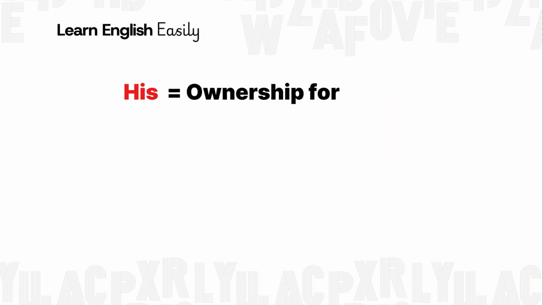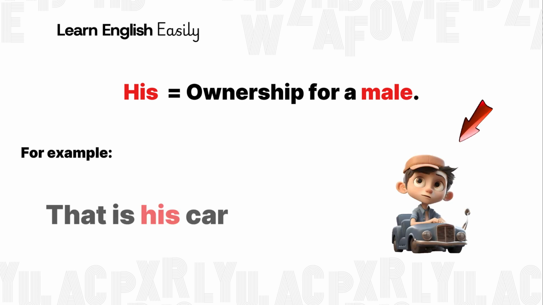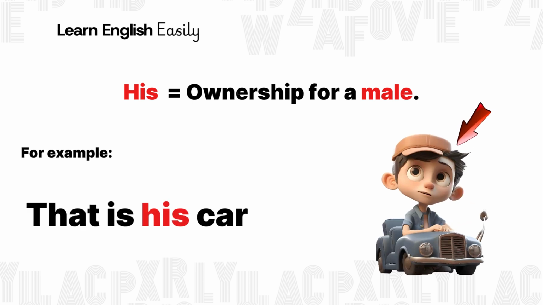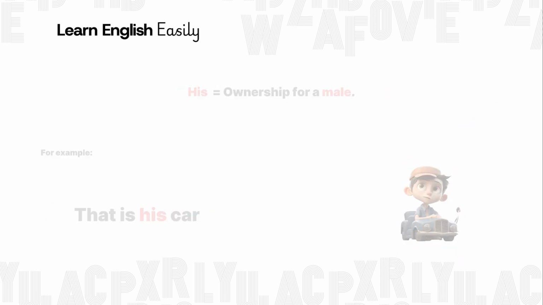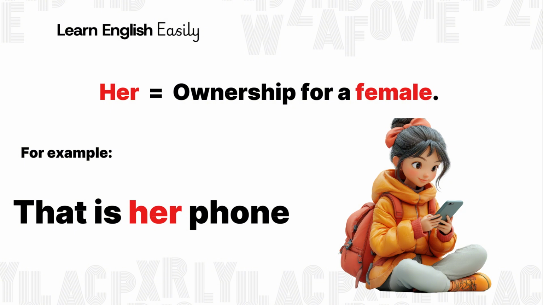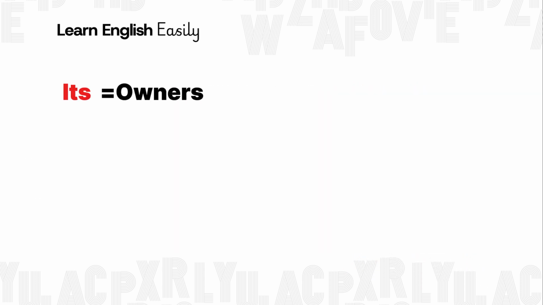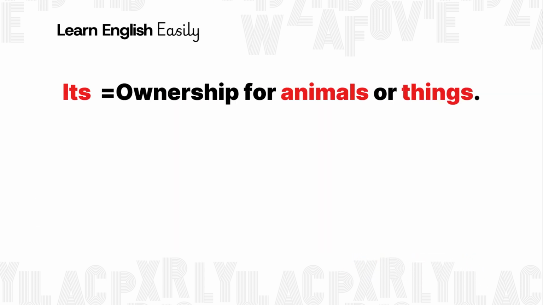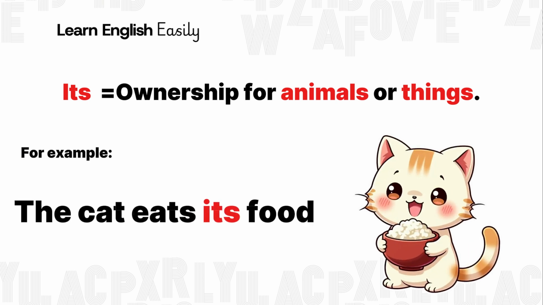His, ownership for a male. For example, that is his car. Her, ownership for a female. For example, that is her phone. Its, ownership for animals or things. For example, the cat eats its food.